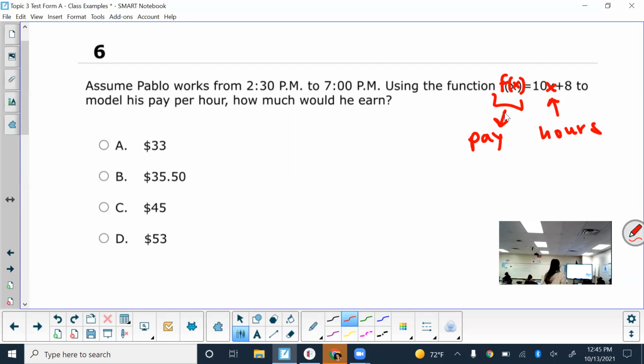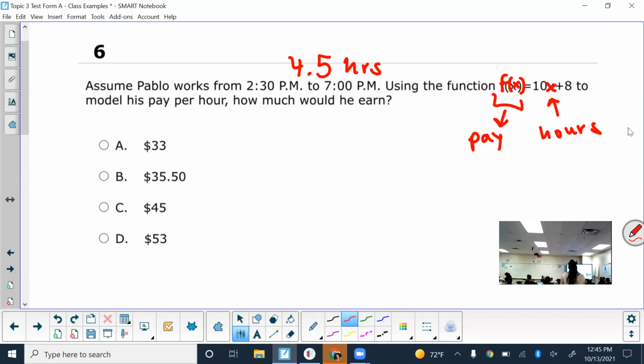Then it says from 2:30 to 7 p.m. But it's in hours for the input. So what is this in hours? 4.3 hours? 4.5. 4.5 hours. Half is 0.5. That's what you meant? All right.